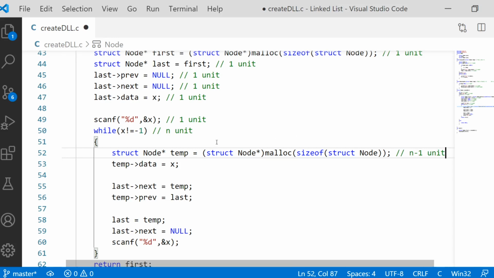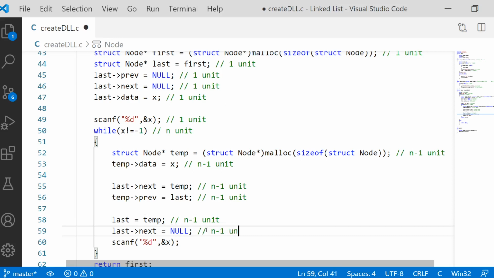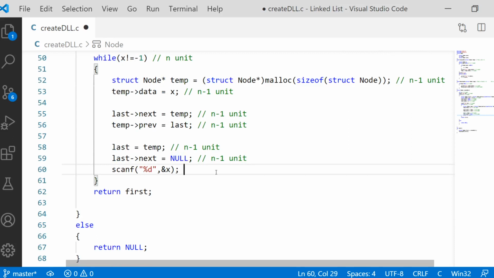So this line will take 1 unit for one execution. If it is executed n minus 1 times, it takes n minus 1 units. This line is also the same: 1 unit per execution, so n minus 1 units of time. This line also takes n minus 1 units. For the next line also, n minus 1 units. For the next, again n minus 1 units. Last of next is equal to null, again n minus 1 units. For scanf, again n minus 1 units.